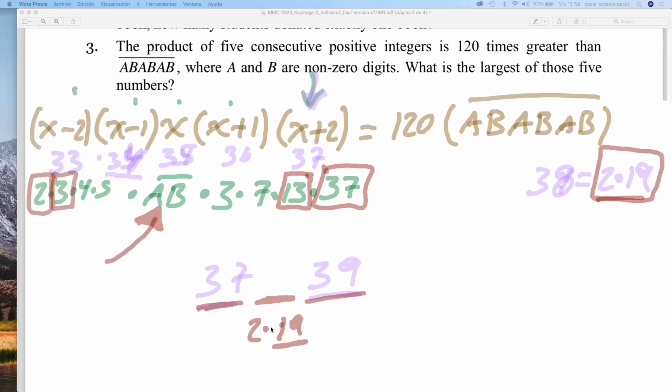¿Sí? ¿Ya entendiste esa idea, Sebastián? Para construir el 38, necesitamos 2 por 19. Aquí ya tenemos un 2, pero no tenemos ningún 19. So the 19 must be inside of the numbers. AB must be 19 times something. We still don't know the number. ¿Sí entiendes esa idea? Necesitamos que AB sea múltiplo de 19 para poder construir el 38.